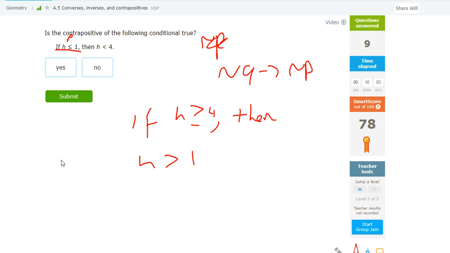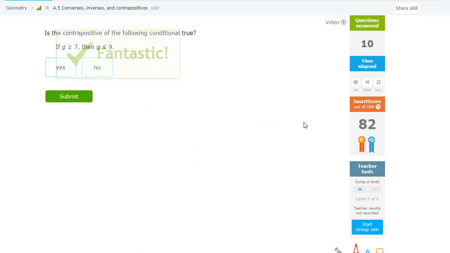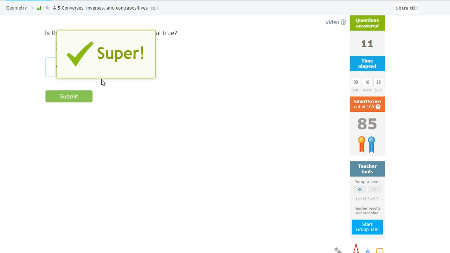So H has to be greater than or equal to 4. So think of a number that's greater than or equal to 4. Let's say H is equal to 4, because 4 is equal to 4, right? So if 4 is equal to 4, is that same 4 greater than 1? Yes. So 4 is greater than 1. You can hit yes and press submit. And look at that, I got 80. I don't like the fact that this is just giving me contrapositives. I want a new one.